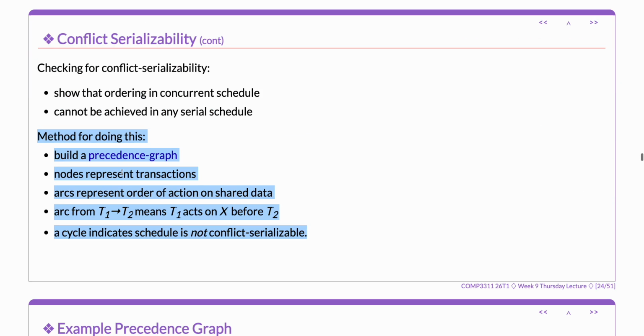What we do is that we look at each pair of operations and check whether it is conflicting.